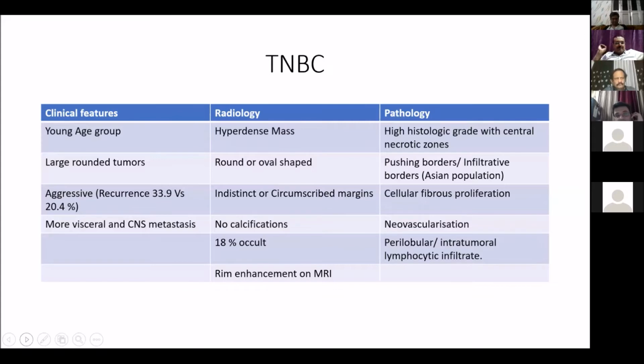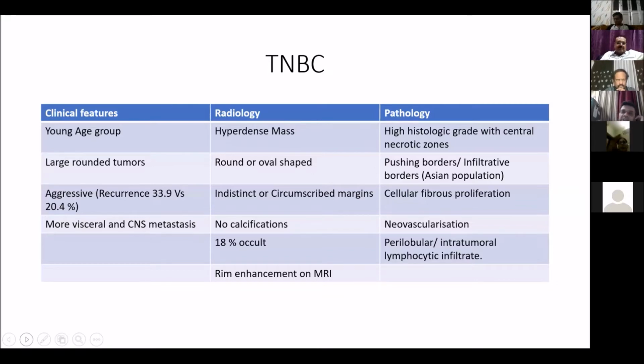It has a large rounded tumor. These are usually very proliferative tumors, so they grow to a large rounded size. Then they are aggressive tumors. Usually the recurrence rates in these tumors are much higher than the luminal subtypes, which are ER/PR positive, and they have more visceral metastasis in liver, brain or lungs.